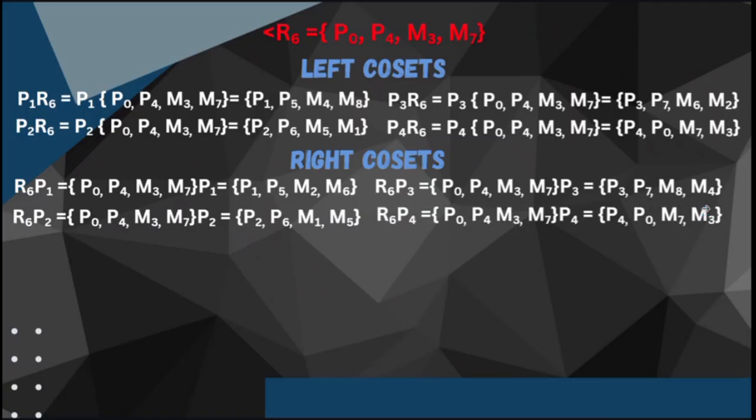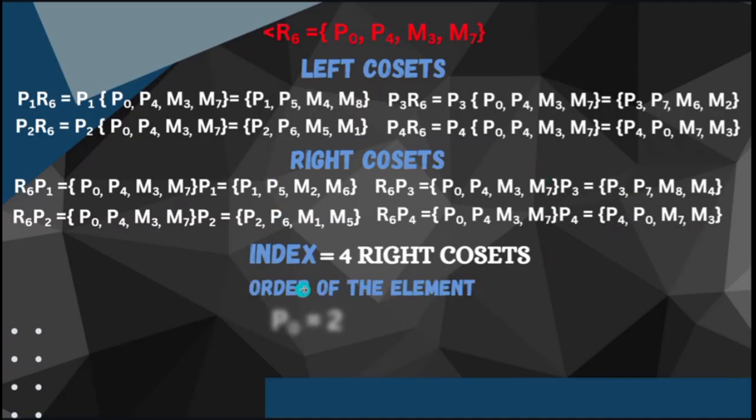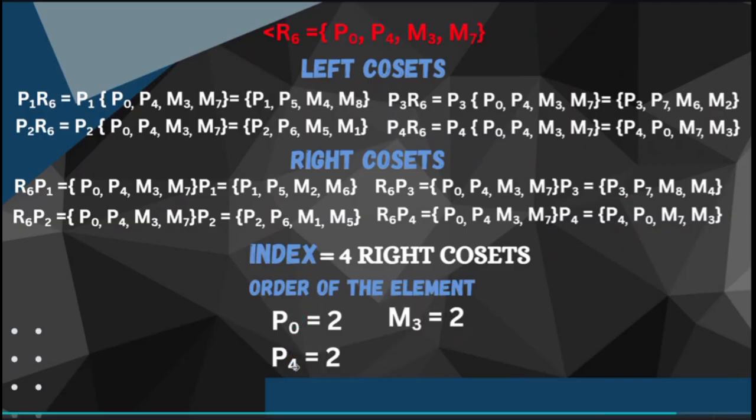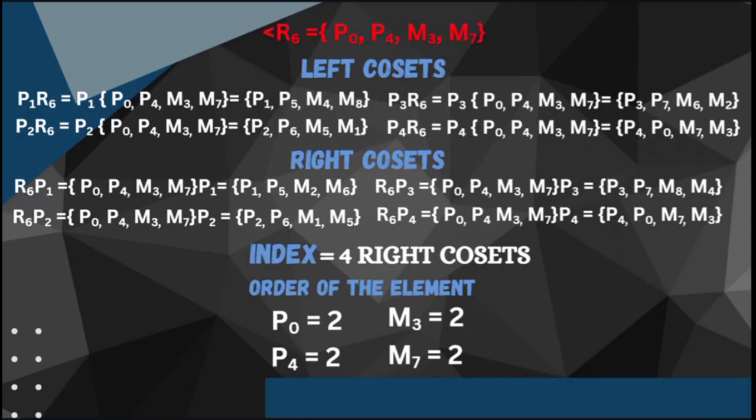For R sub 6 multiplied by rho sub 4, we have rho sub 4, rho sub 0, mu sub 7, mu sub 3. For our index, we have a total number of 4 right cosets: 1, 2, 3, 4. Order of the element: rho sub 0, 2; rho sub 4, 2; mu sub 3, 2; and mu sub 7, we have 2.